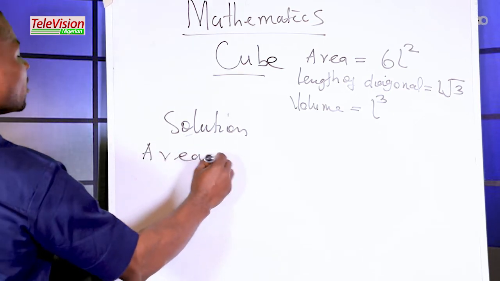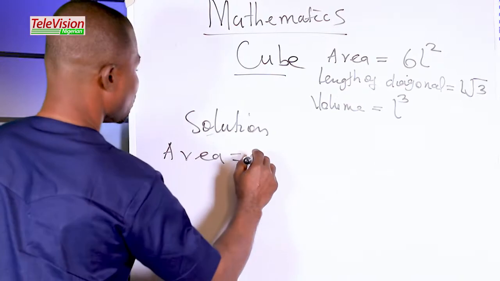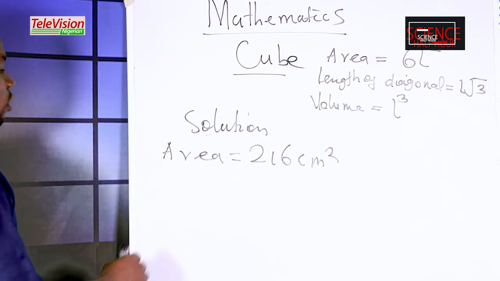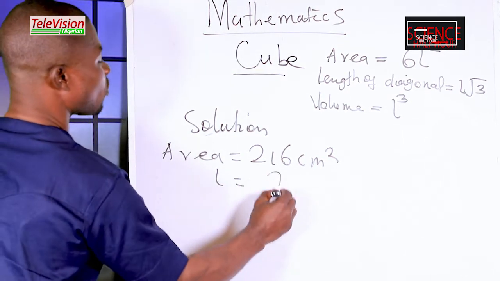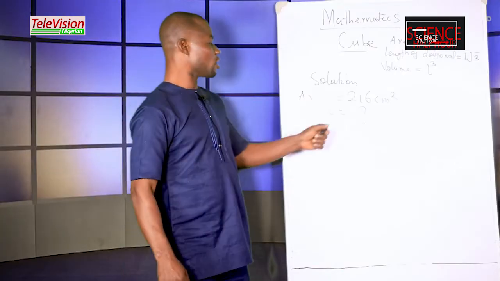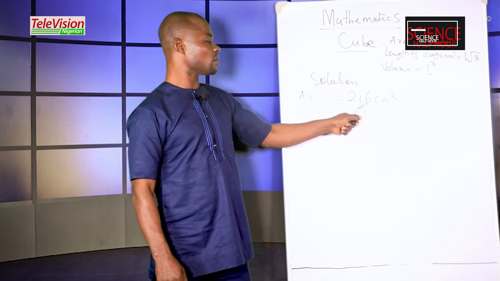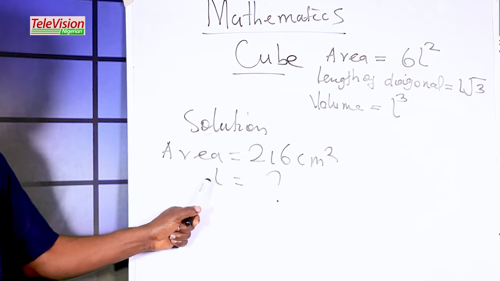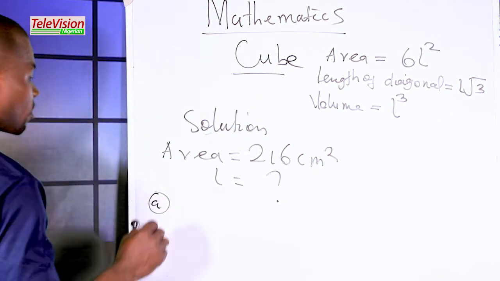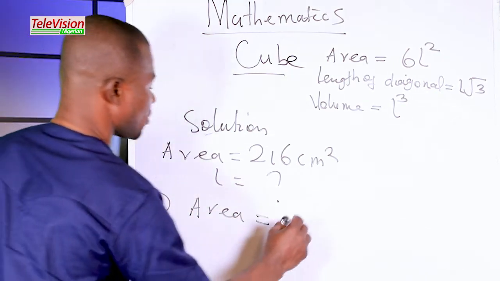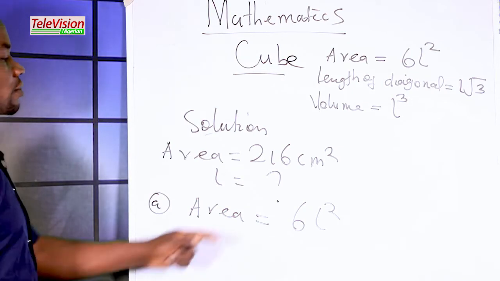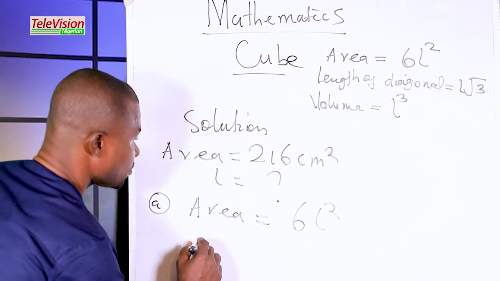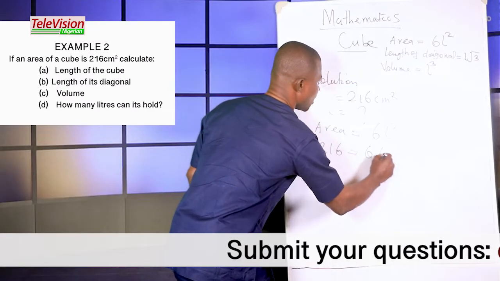Area is given from the question. It's equals to 216 cm². We look for the length. L is equals to unknown. Because area is given as 216 cm², we are going to use the formula of the area to get the length. Area is equals to 6 L². We substitute 216 for area, which is 216 is equals to 6 L².